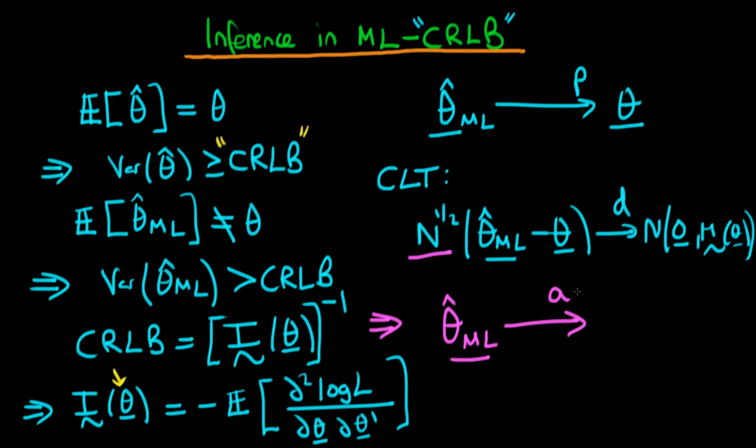But we write an A here to mean that it's asymptotically tending towards a normal distribution which is centered around the true population parameter vector theta, with a variance given by the inverse of the information matrix. So the inverse of the information matrix defines a good approximation for the asymptotic variance of theta hat maximum likelihood. And because of that, we can use the information matrix in order to do inference in maximum likelihood situations.